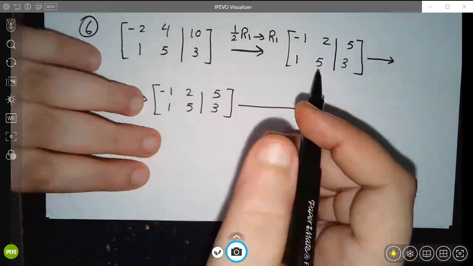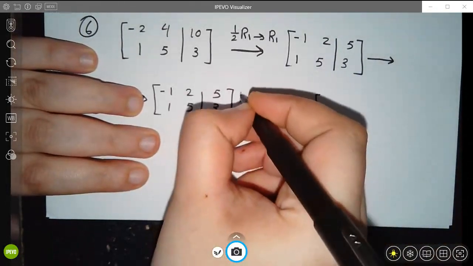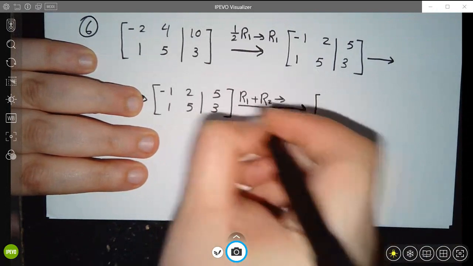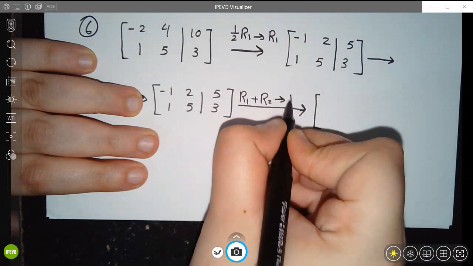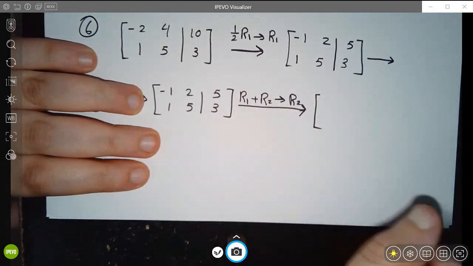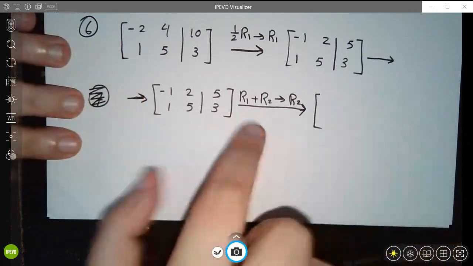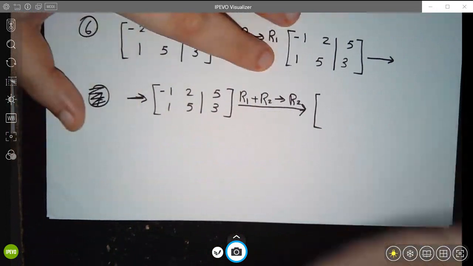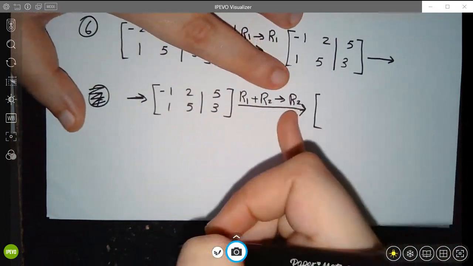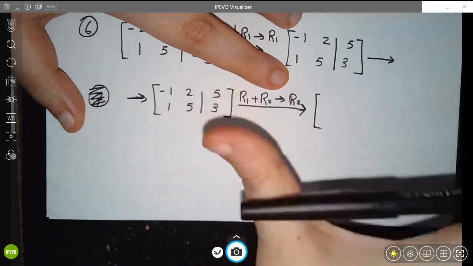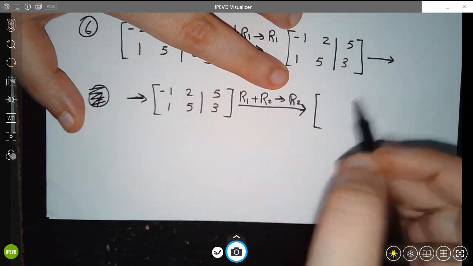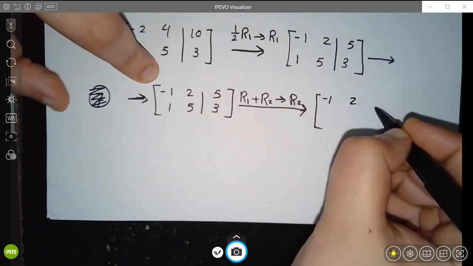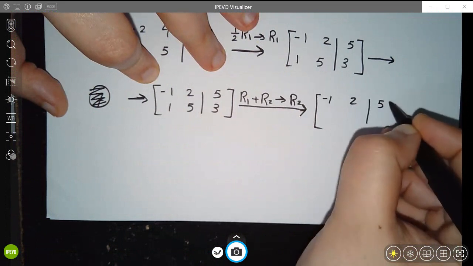Okay, so in this one, what I want you guys to do is add R1 to R2. And I want this operation to be the second row in the new matrix. Okay, so over here, row 2 is going to be R1 plus R2 from this one. So let's look at it. Since the result is the second row, the first row is not going to change in the second matrix. So here, R1 is going to be the same. So I'm going to copy everything you see here. 1, 2, and then 5.